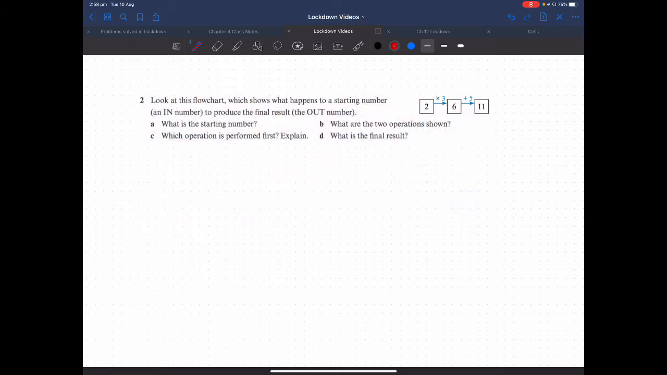In this example, it says to us, look at this flowchart, which shows what happens to a starting number and in number. So in this case, 2 is in. To produce the final result, the out number, the final result is the last number, which is 11. So 2 is in, 11 is out. So part A, what is the starting number? We're starting with 2.